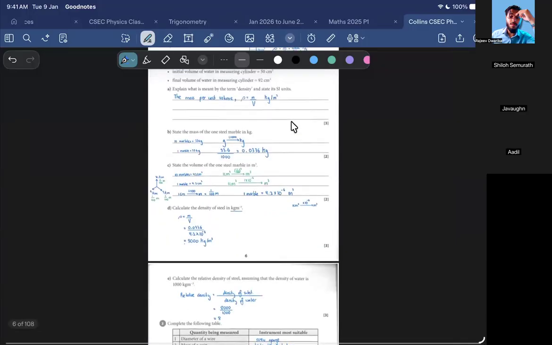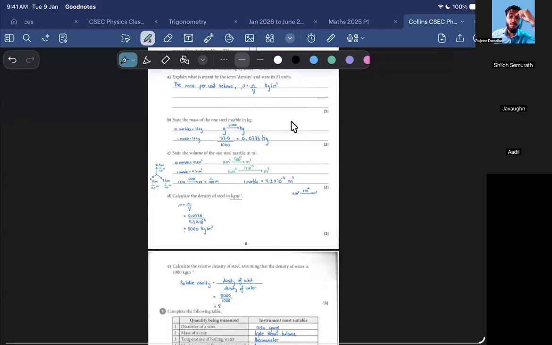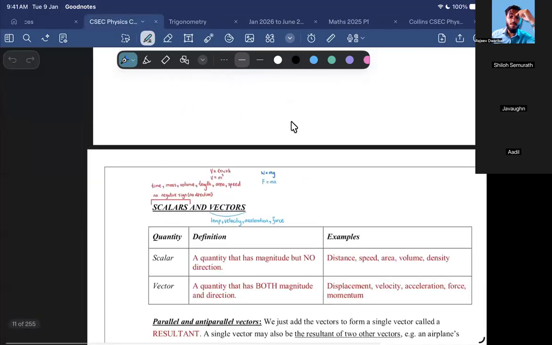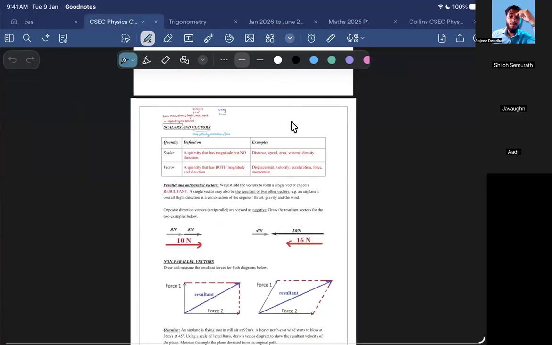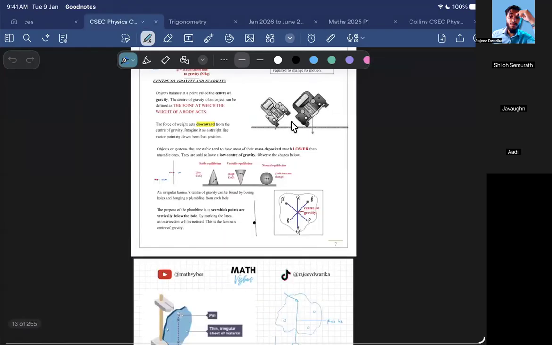So I will send these notes, but see you guys in the next session. In the next session, I want to move on to vectors. I presume you guys will have done vectors already. Scalars and vectors, we will look at that.